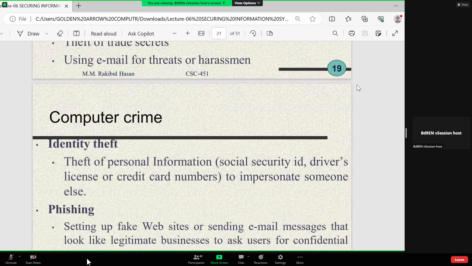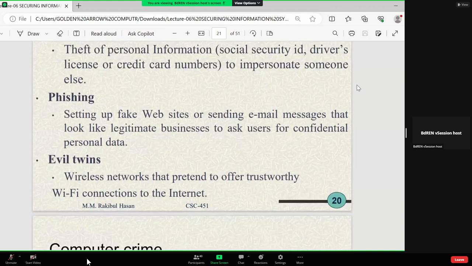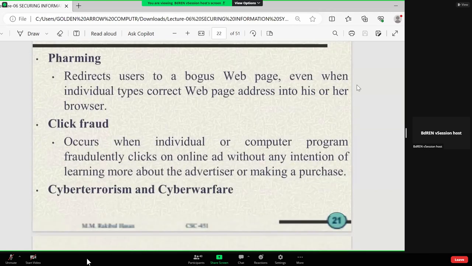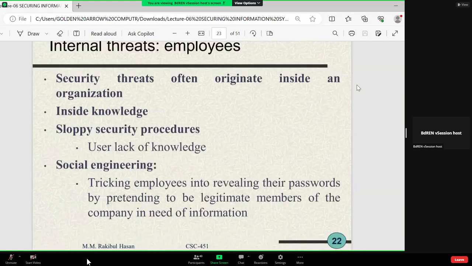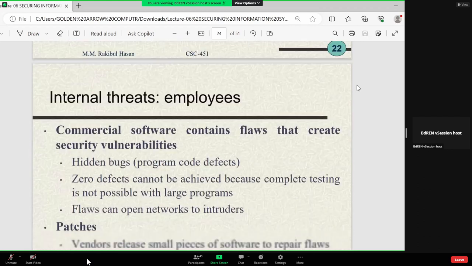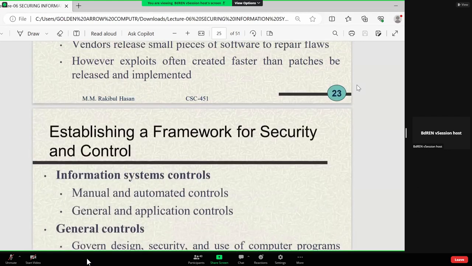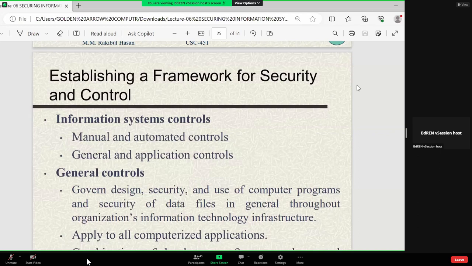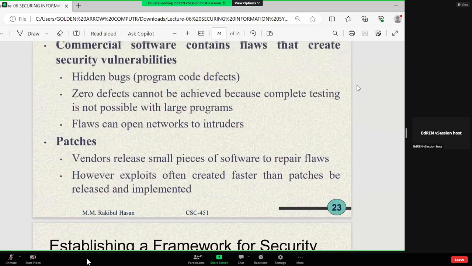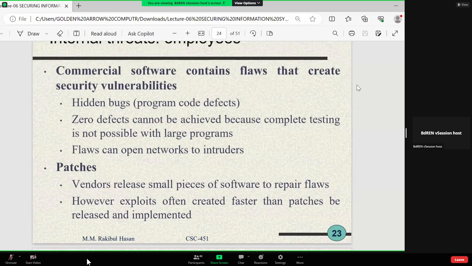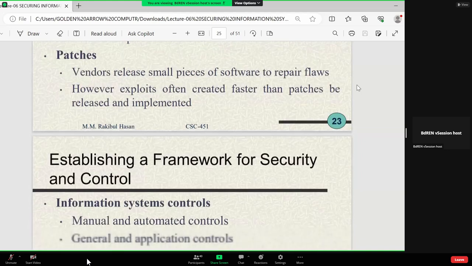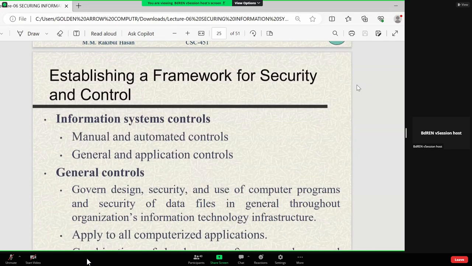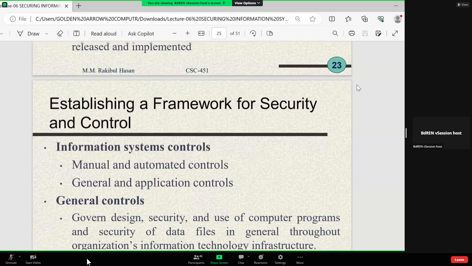It's a good initiative. Okay, so in our next class we will discuss different types of computer crime, and after that we will discuss how we can prevent this problem, the solution. Up to slide number 24 we have the problem, and after 25 and onwards we have the solution. Do you guys have any question regarding today's class?